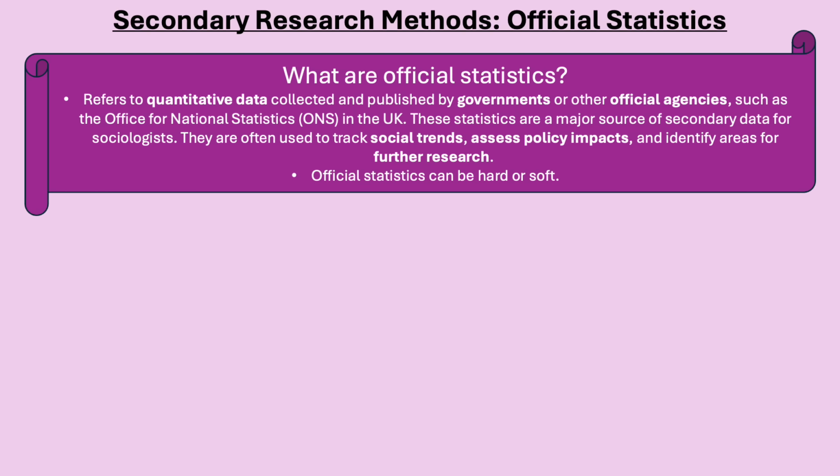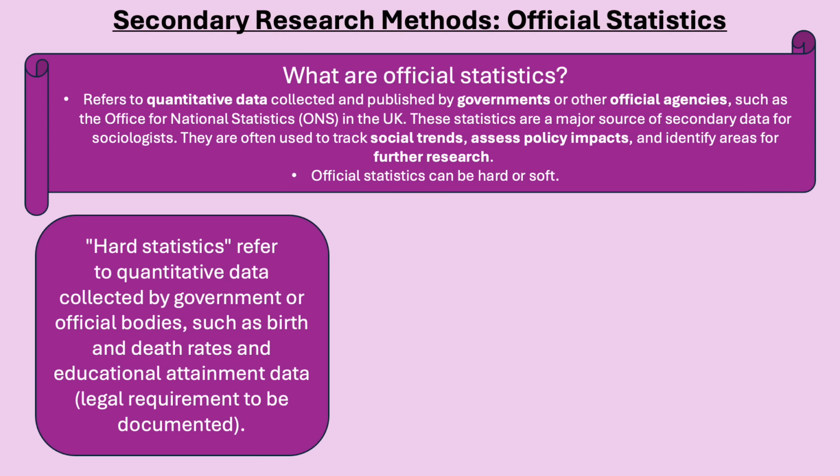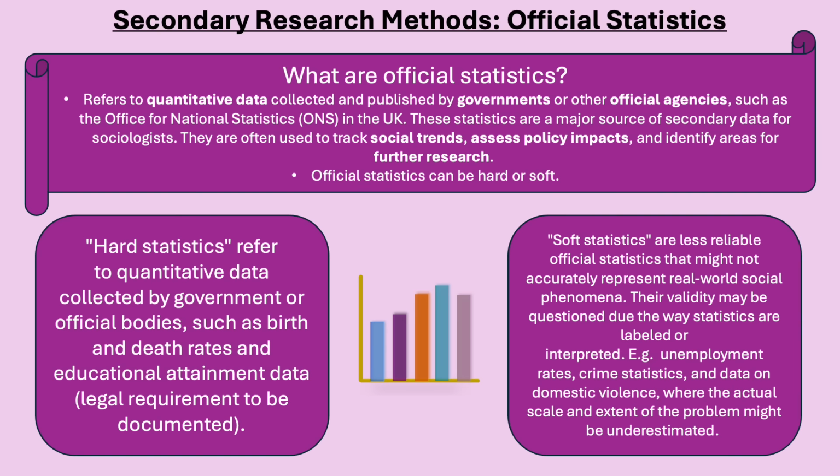Official statistics can be hard or soft. Hard statistics refer to quantitative data collected by governments or official bodies such as birth and death rates and educational attainment data. So these are legally required to be documented, therefore it's hard to make them untrustworthy because they have to be documented.